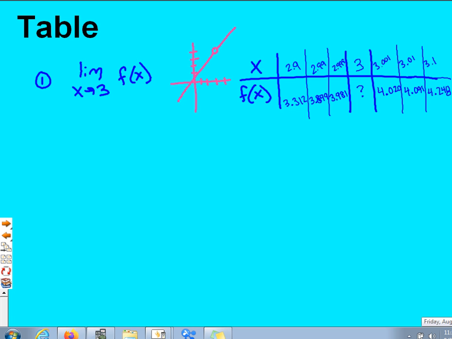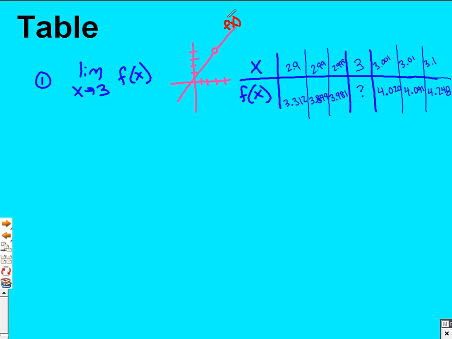Today's lesson is looking at graphs from a table. With this problem, if this is your function f of x, it'd be really easy to find exactly what function value we're approaching as we approach 3 from the left and from the right. It's really clear that this answer should be 4, but what if I wasn't given that graph?